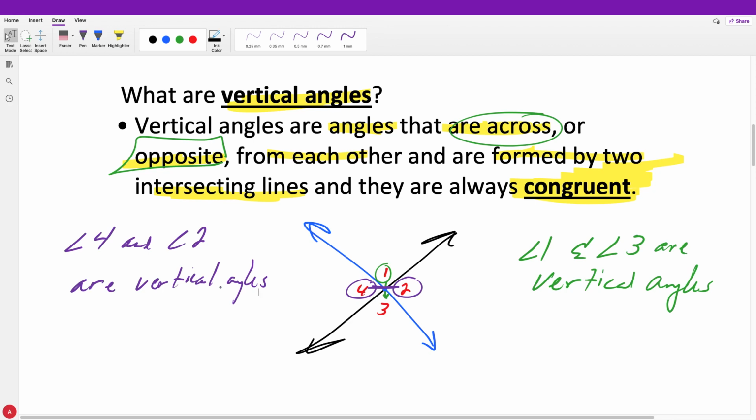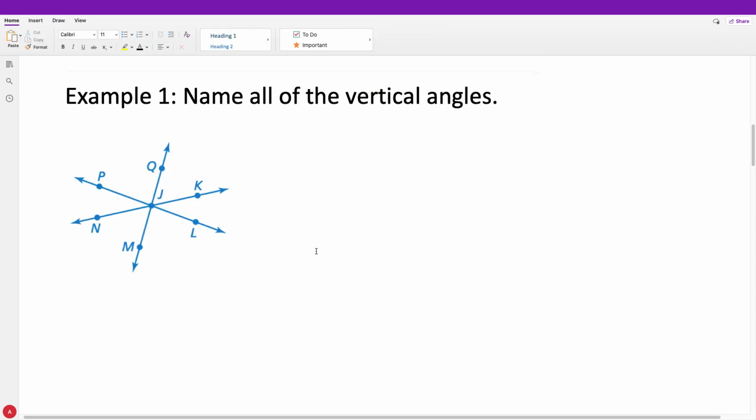We're going to go through a couple other examples first before we talk about what congruent means, and then we're going to talk about congruent and start going through some examples of that. But first I want us to be able to identify vertical angles before we start talking about this special property of them. For this example, we're asked to name all of the vertical angles.